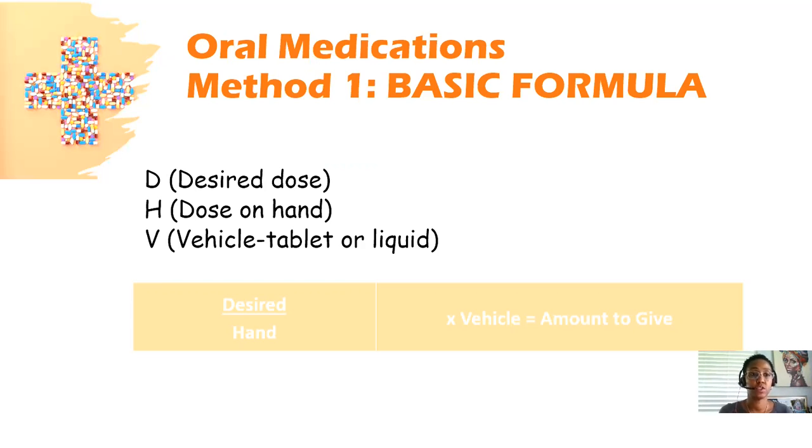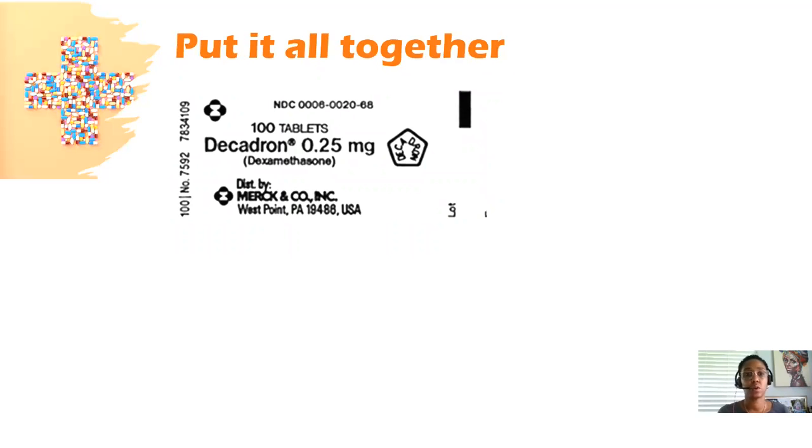So DHV, desired, basically what the order is, what the doctor wants you to give, over hand, over what you have, over how it comes from the pharmacy, and your vehicle, which is how the medication comes. Okay, tablet, liquid, capsules, whatever you have. So here's our desired over hand times vehicle. Okay, it'll give you how much to give. So now let's put it all together.